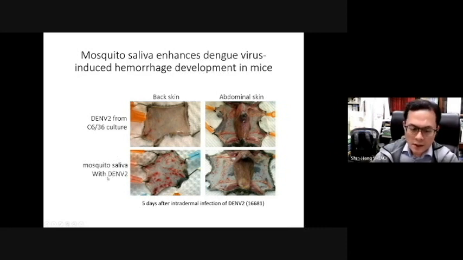However, if these mice are intradermally inoculated with saliva from infected mosquitoes, they develop a severe hemorrhage in the back skin and abdominal skin, as you can see in the lower panel. So we speculated that mosquito factors play important roles in modulating dengue virus-induced hemorrhage development in the mice.